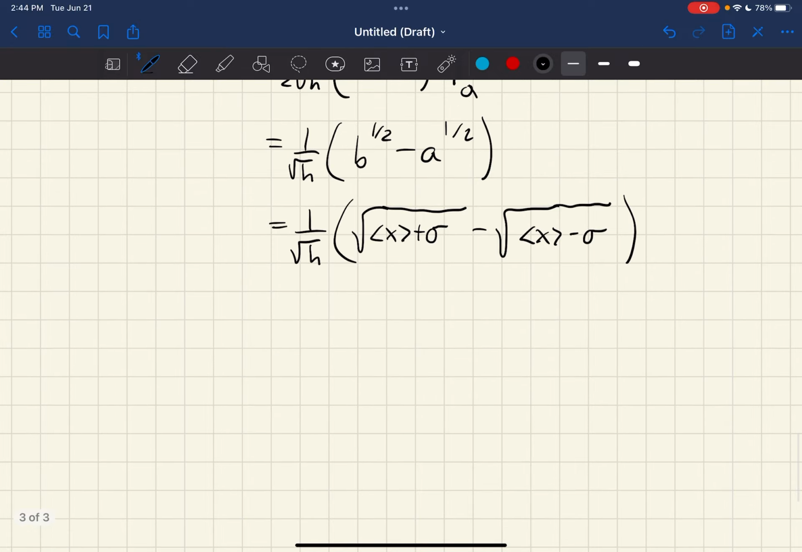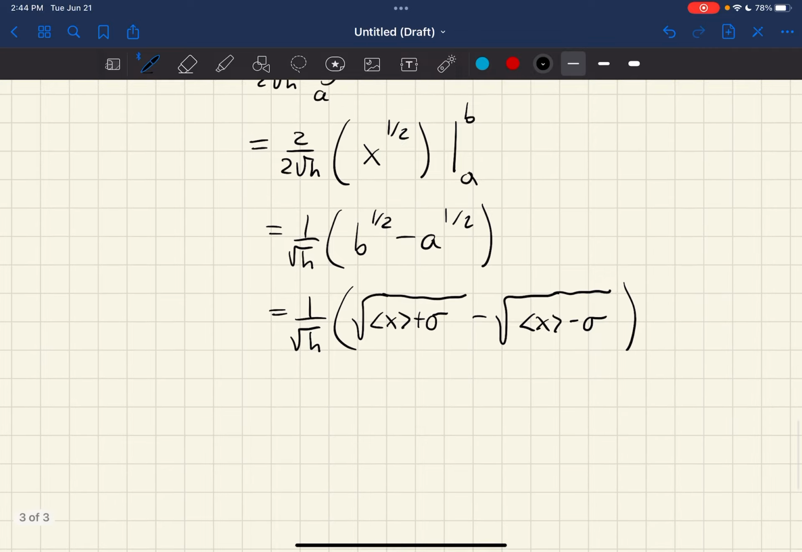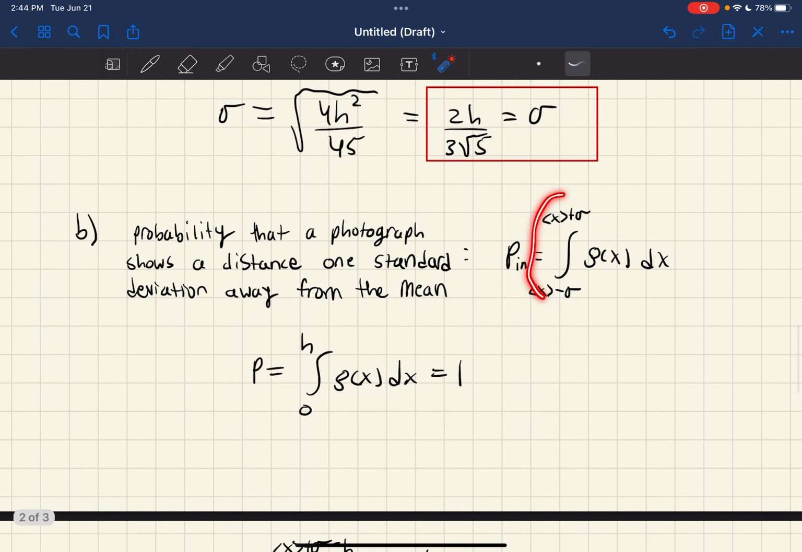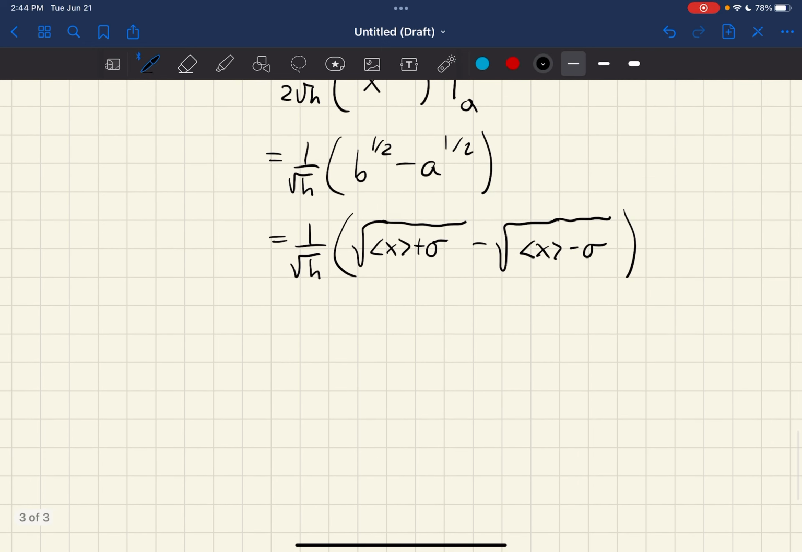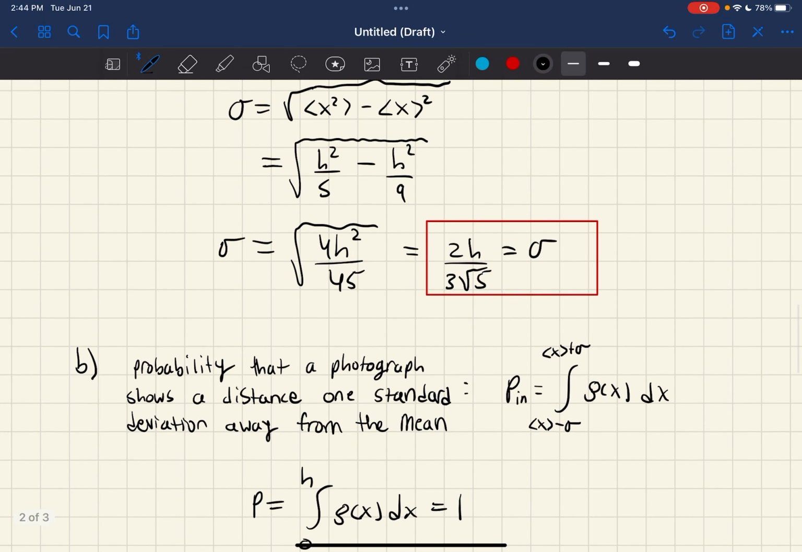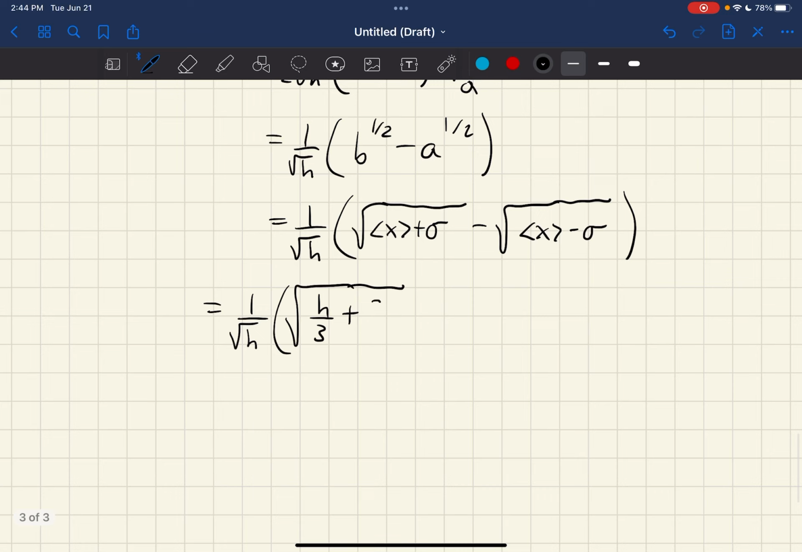the average value plus the standard deviation, to the 1/2, minus the square root of the average value minus the standard deviation. So now all we need to find are these two quantities, and we will have found the probability inside this range right here. So let's go ahead and find these values. So we'll have 1 over root h times the expectation value, which is h over 3, we found that in part A, plus the standard deviation, which was also found in part A. That's equal to 2h over 3 square root of 5.